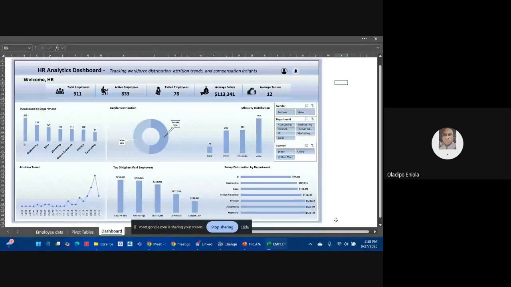Do you understand? So I saw some formatting inconsistencies somewhere. Where is it? Okay, gender distribution.